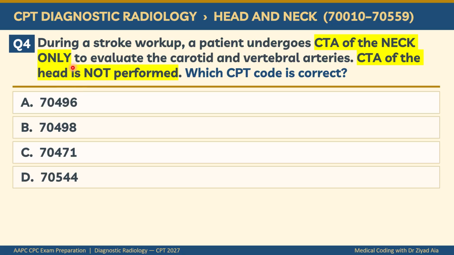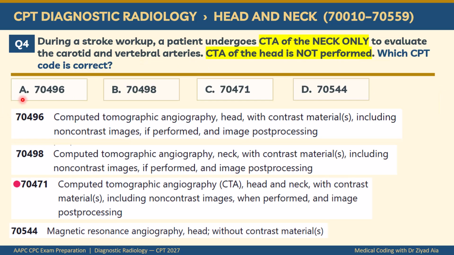This is specifically mentioned here. Once you look at the answers, all answers are adjacent codes, so you can use the elimination method for the exam. Once you go to the code, 70496 is computed tomography angiography, that is the CTA, head with contrast material. But in our case, it is neck, not the head, so that is wrong. 70498, computed tomographic angiography, neck with contrast material, including non-contrast images if performed, and image post-processing. So that is the correct case here.